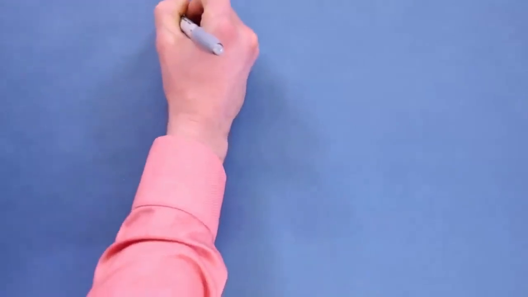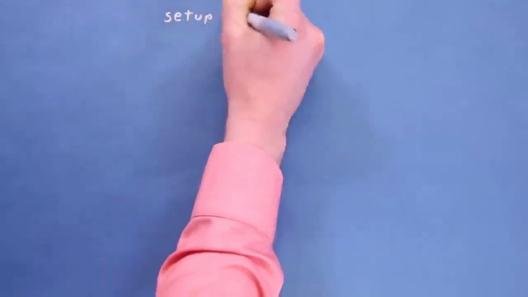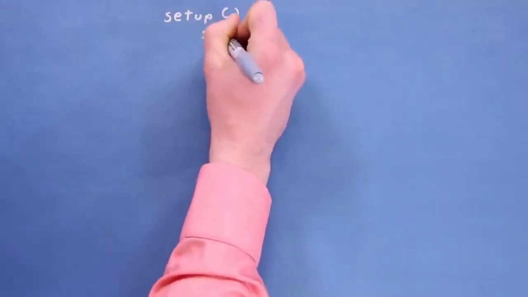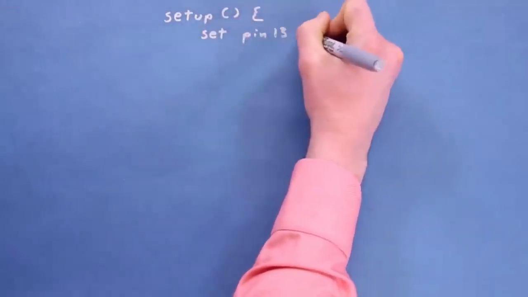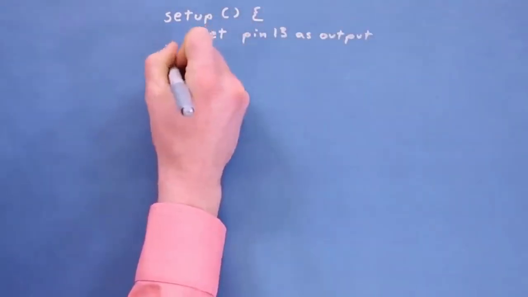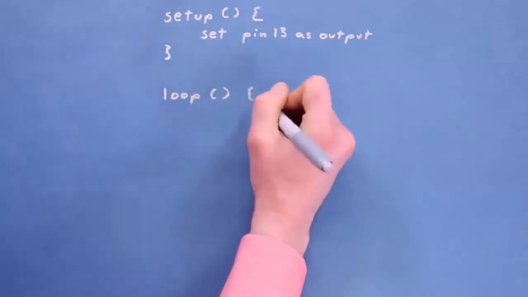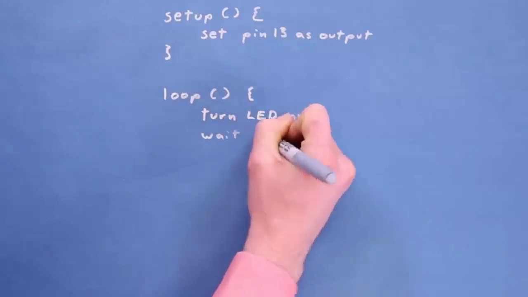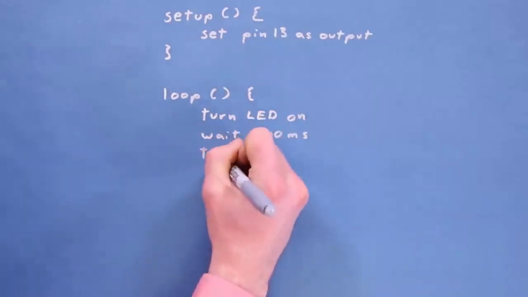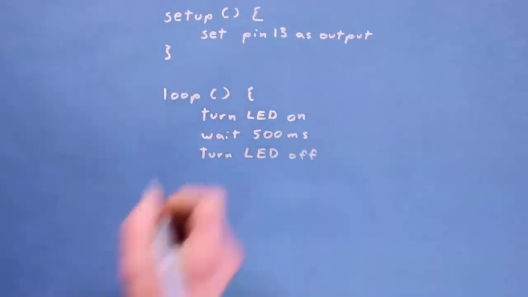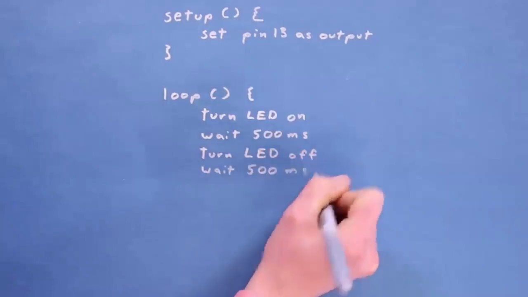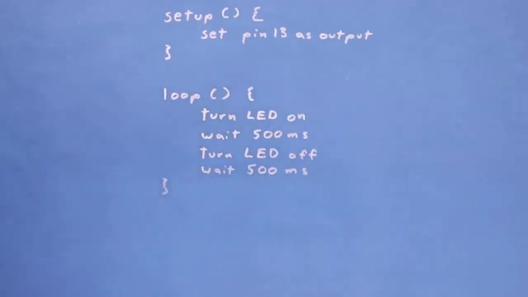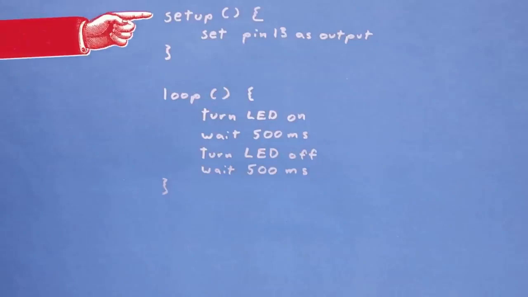So let's put this in terms of the Arduino IDE code. I'm going to do some pseudo code. In the setup function, set up pin number 13 as output. Then in the loop function, we are going to write code that is: turn the LED on, wait for 500 milliseconds, that is 0.5 seconds, turn the LED off for 0.5 seconds, that is 500 milliseconds, and close that loop function.